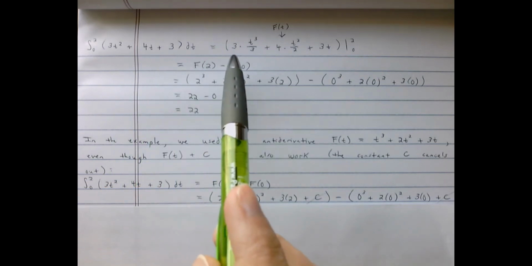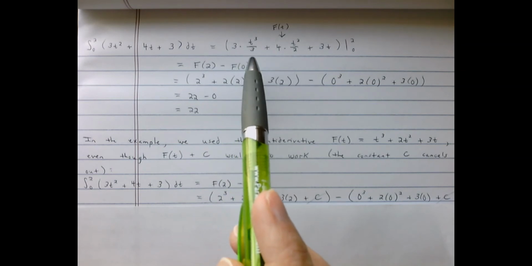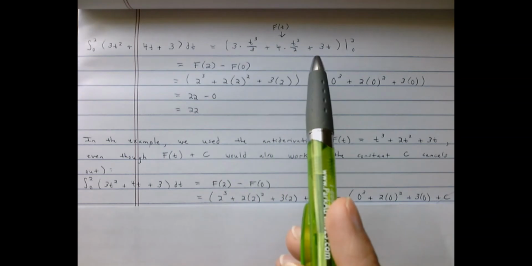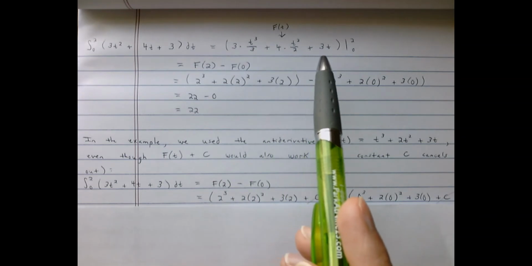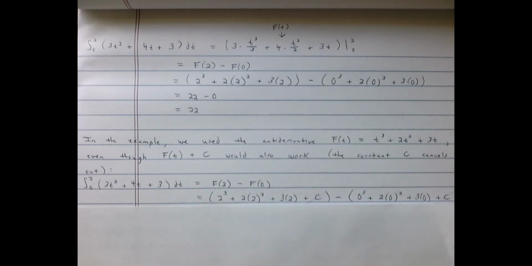And here's a possibility. 3 times t cubed over 3 plus 4 times t squared over 2 plus 3t. Notice I'm not adding the constant c, the constant of integration. We'll talk about that more in a moment.